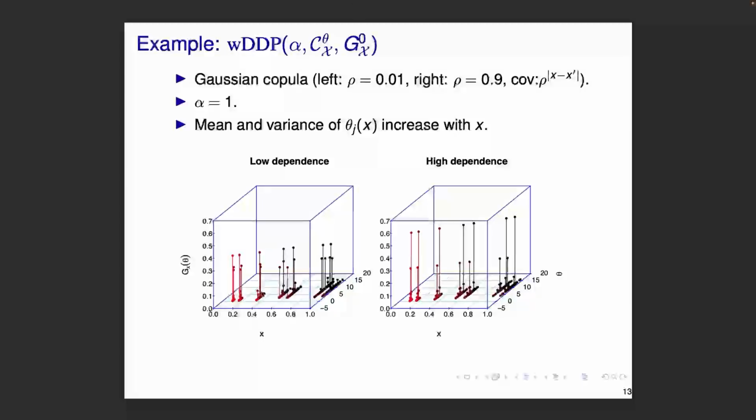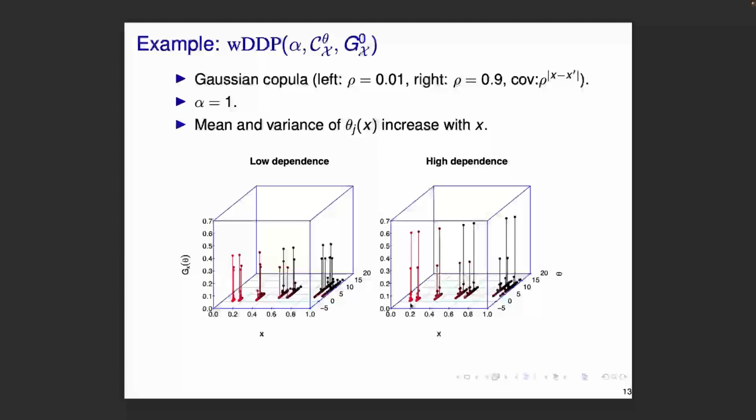So now this is a realization of the process. All of these weights are the same, but they are assigned not to different atoms, but to different locations as x increases. And as you can see here, again, there is going to be less similarity here than in this one.